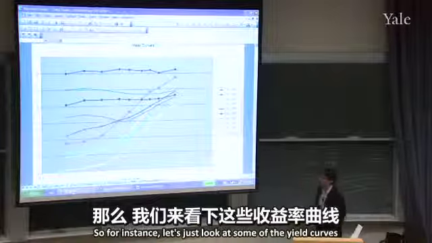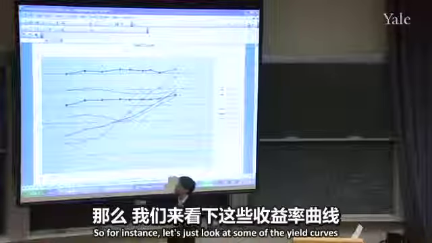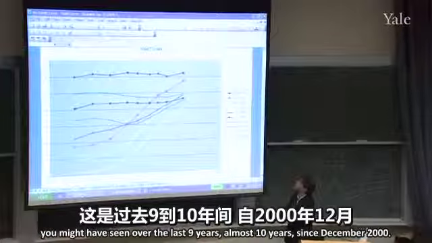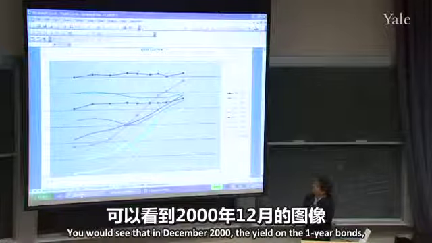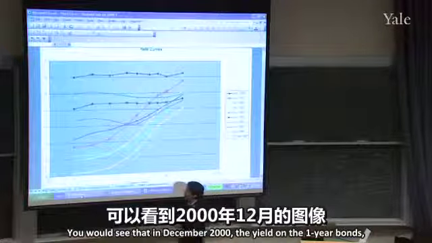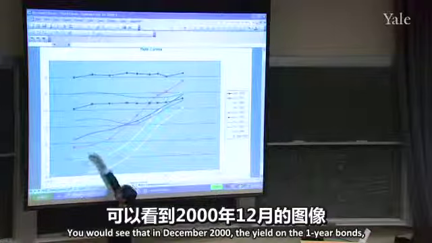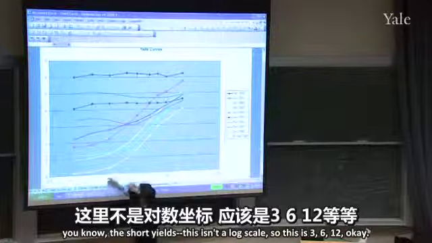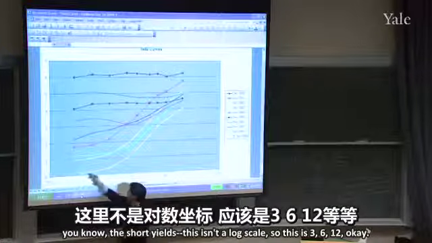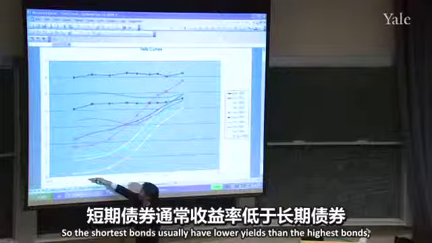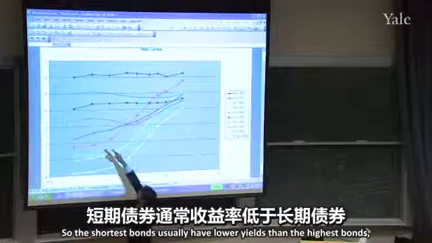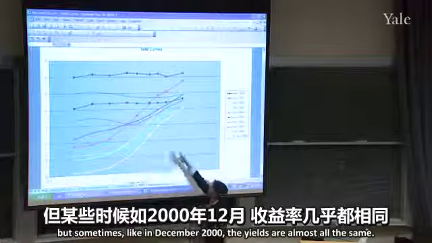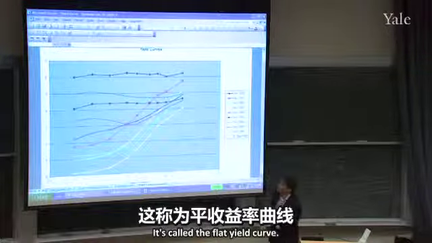So, for instance, let's just look at some of the yield curves you might have seen over the last almost 10 years, since December 2000. You would see that in December 2000 the yield on the one-year bonds, or the short yields, were, this is in a log scale, 3, 6, 12. The shortest bonds usually have lower yields than the longest bonds, but sometimes, like in December 2000, the yields are almost all the same. That's called a flat yield curve.